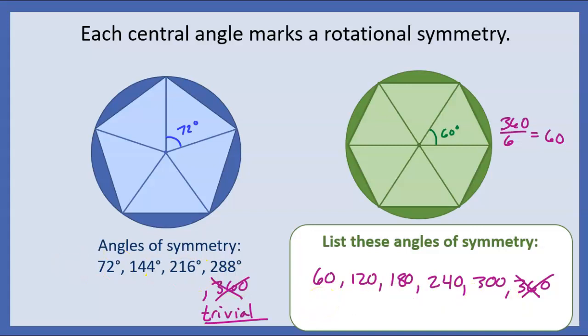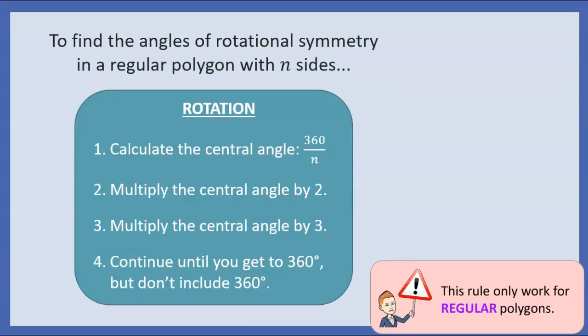So just to list those steps out again, what we just did: we took 360 divided by the number of sides. We called that a central angle. And then we list it. We multiply that by 2. We multiply that by 3. And we just keep going until we get to 360. And then we cross out 360 because that one's trivial.